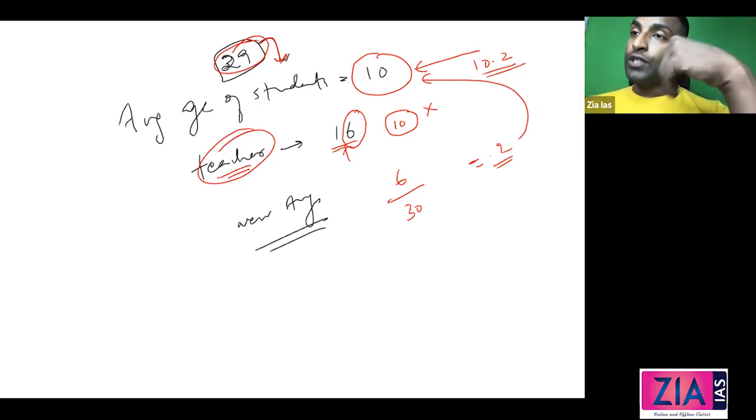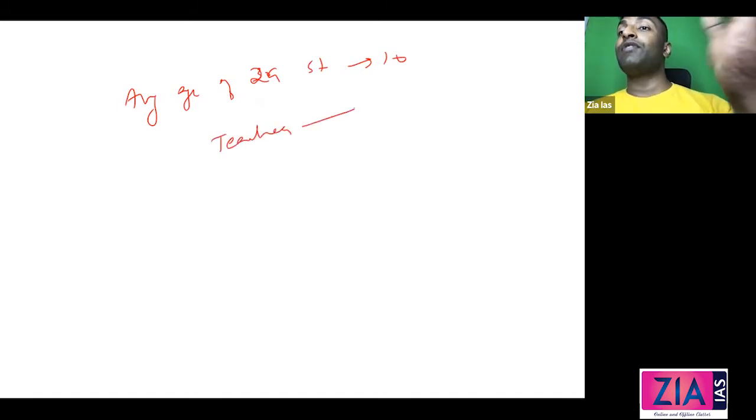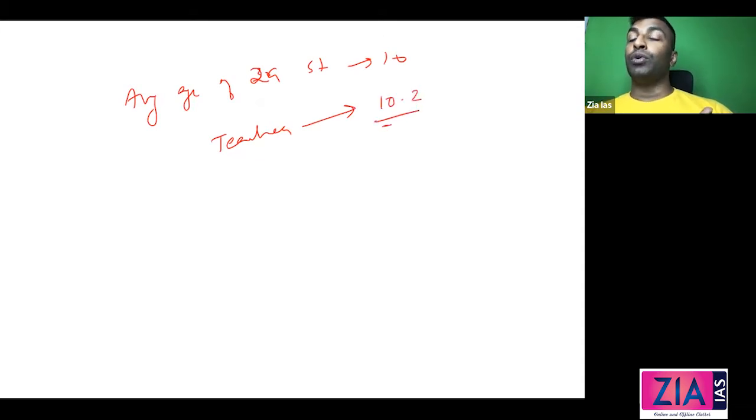Okay. Now the reverse question, if you see, the average age of 29 students is 10. When a teacher is added, earlier I've given you the age of the teacher. Now I'm telling you teacher added, then it becomes 10.2. What will be the question here? Age of teacher. So what you need to do?